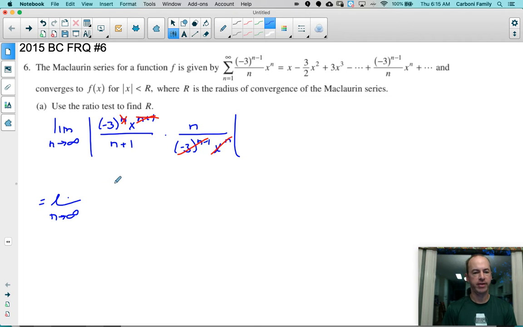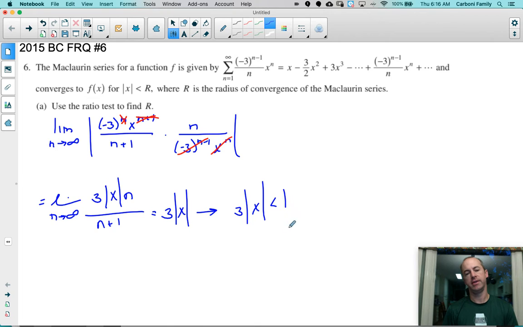The absolute value of negative 3 is 3. X will remain in absolute values. N is already positive, and n plus 1 is already positive. And remember, this is a limit. The limit's a function of n. So my top degree and bottom degree of n are equal. We'll divide the coefficients, and we get 3 absolute x. And the limit, or the ratio test, shows convergence when the answer to the limit is less than 1.